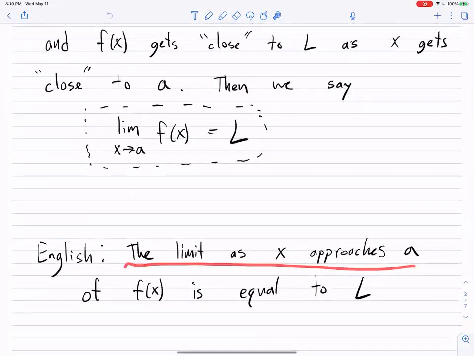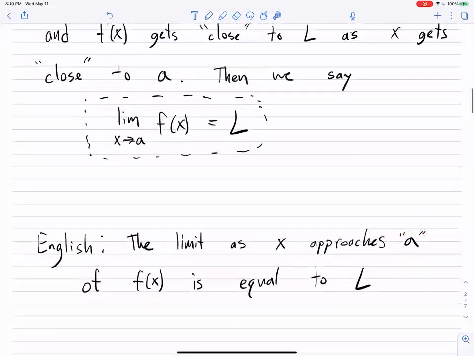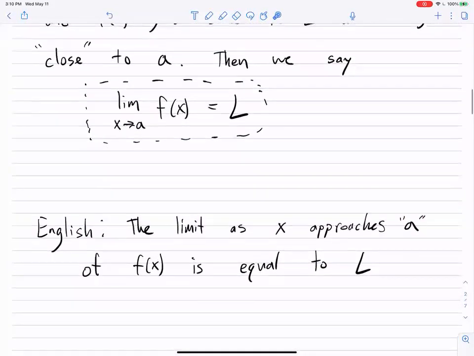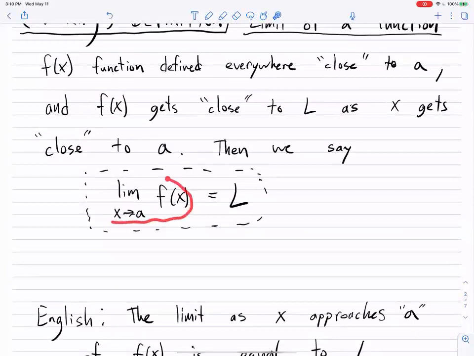The limit as x approaches a of f of x is equal to L. I guess I don't really need quotes there, but I put quotes on the a so that you know that's the letter A, not as in the article. And so what this is saying is that we want to know what the function is doing really, really close to that value a. And if it looks like the function value is getting close to some value L, then that will be what the limit is. But notice that it doesn't care what the actual value of the function is.